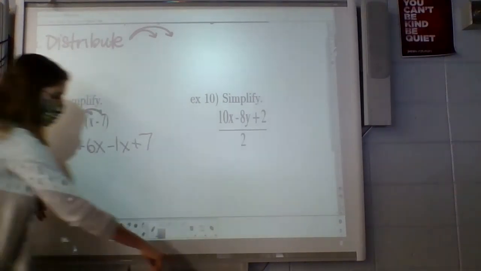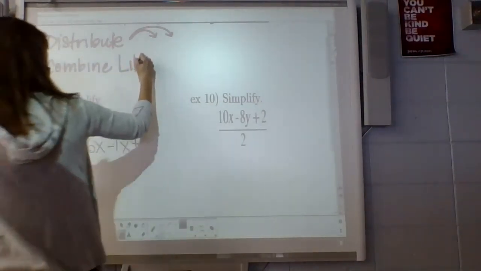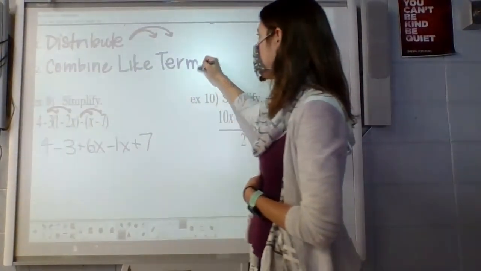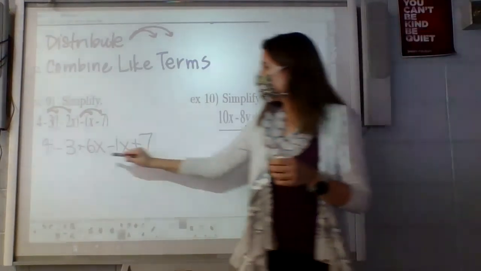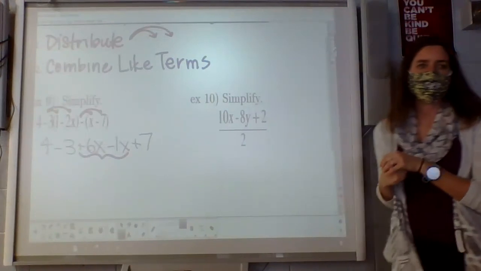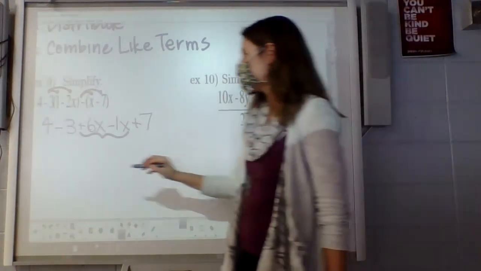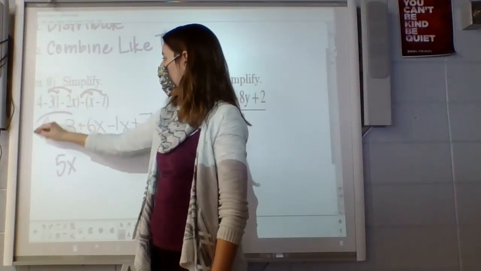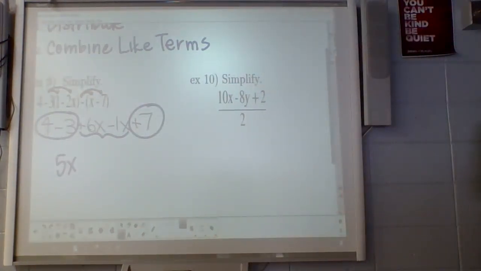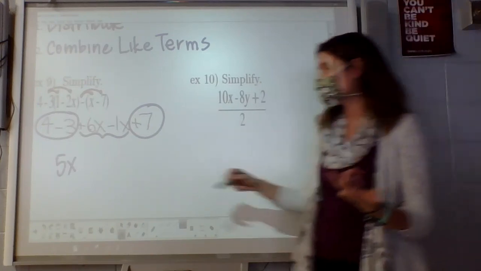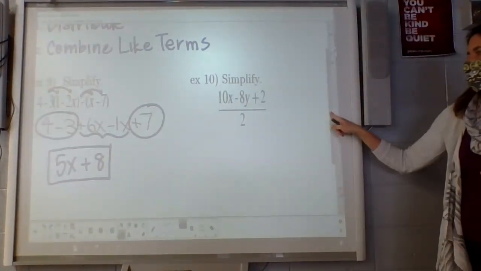So our next step is to combine like terms. So we're going to combine our like terms. So I see the x's go together. So positive 6x minus 1x is going to be 5x. And then I have 4 minus 3, and then I have plus 7. 4 minus 3 is 1, plus 7 would be 8, and it's going to be a positive 8, right? So plus 8. And if you had 8 plus 5x, that's fine as well.